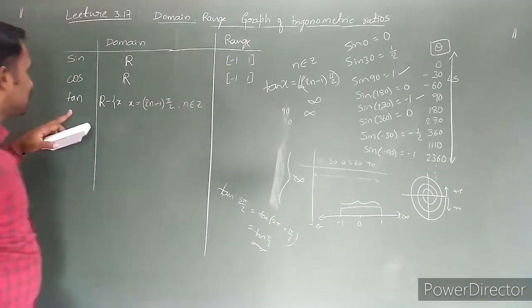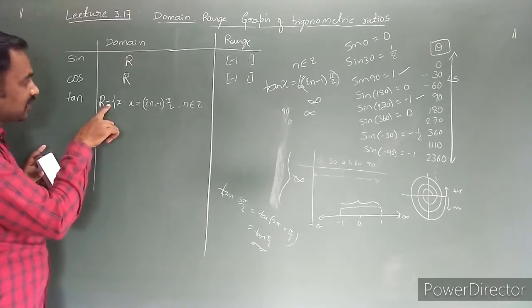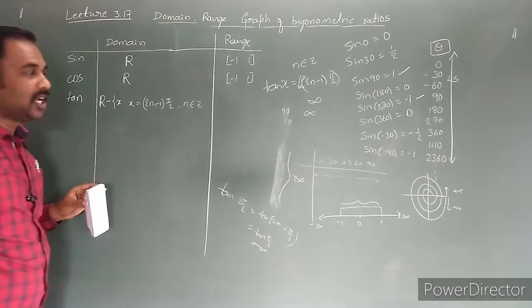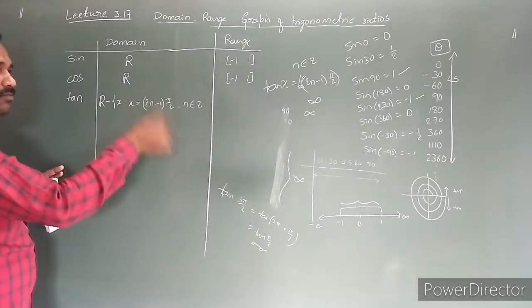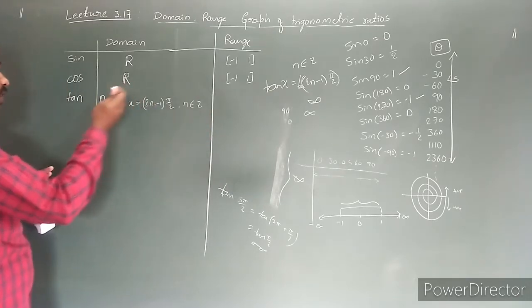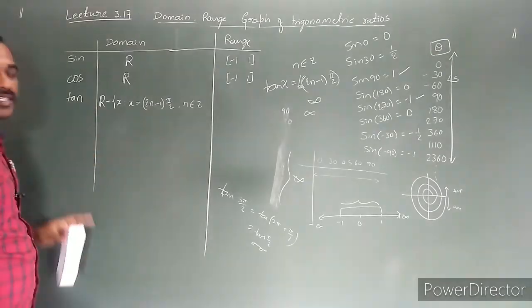This is the domain of the tan function. All the real numbers, but minus the odd multiples of pi by 2, or odd number into 90. Apart from that, the values are real numbers. So this represents the set.